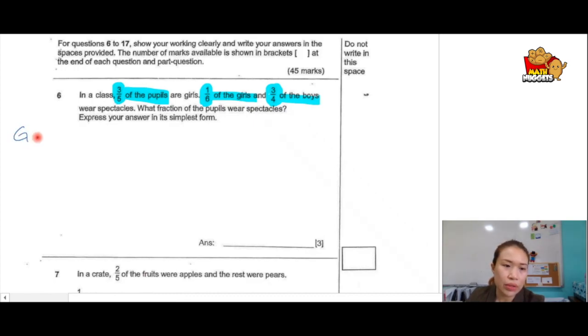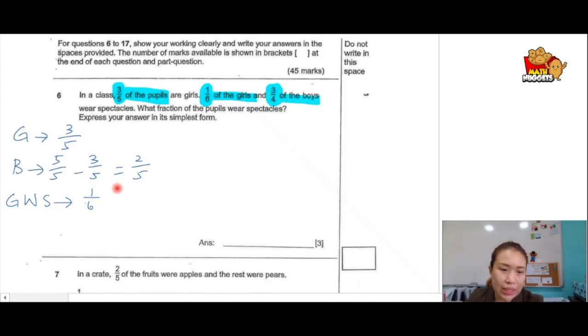They tell us that girls are 3/5, which tells us that boys would be 5 out of 5 minus 3 out of 5. Boys would be 2/5, right? So they say 1/6 of the girls wear specs. So girls who wear specs would be 1/6 of the girls. Of means times, the fraction of the girls, 3/5 of the pupils. So we'll take 1/6 times 3/5 to find the fraction of girls who wear specs.